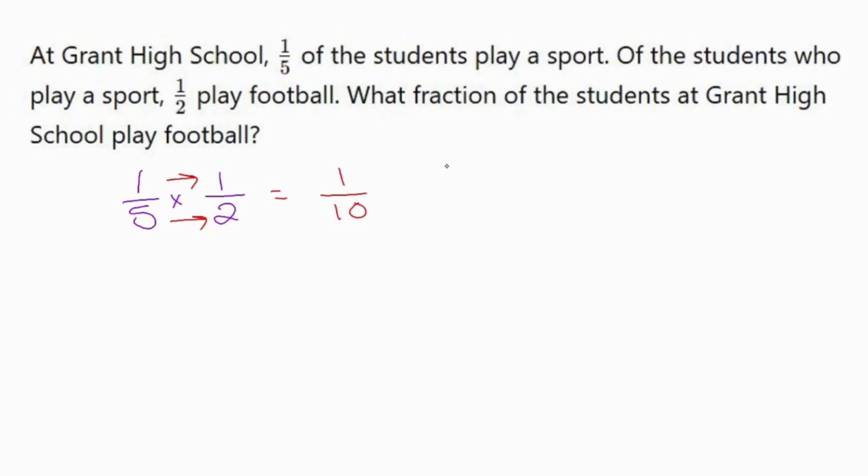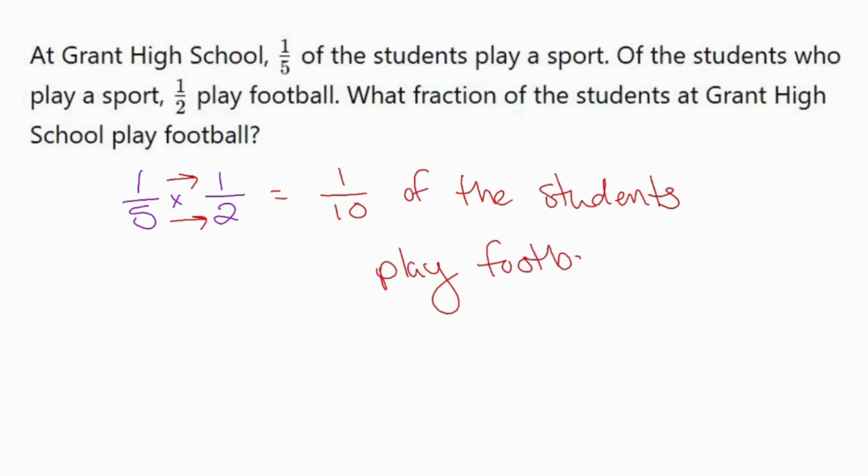Now, 1/10 of what? What fraction of the students at Grant High School play football? So 1/10 of the students play football. And that is going to be, after I write it out and put a period at the end, our answer.